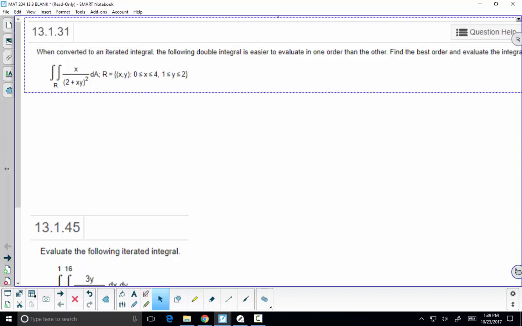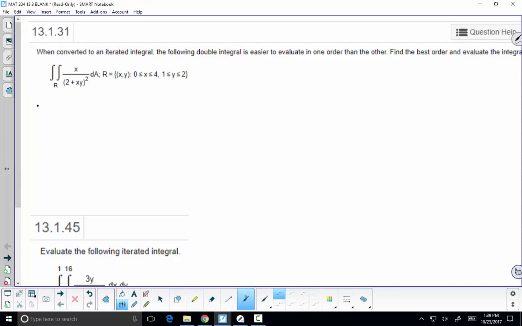Okay, so this one, let's see. When converted to an iterated integral, this was from 13.1. So this is number 6 in 13.1 in the homework, and this one down here is number 8 in 13.3. Let me give you some tips. When converted to an iterated integral, the following double integral is easier to evaluate in one order than another. So the question is, which order is going to be easier to evaluate this?